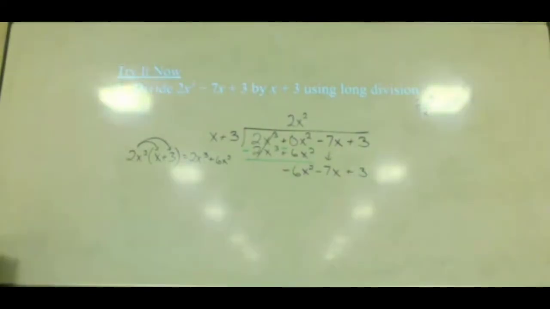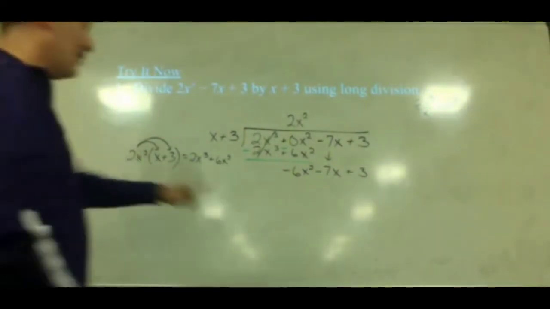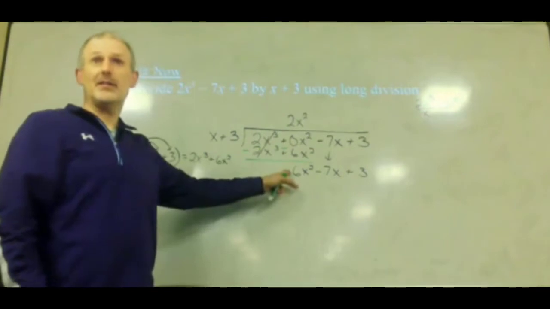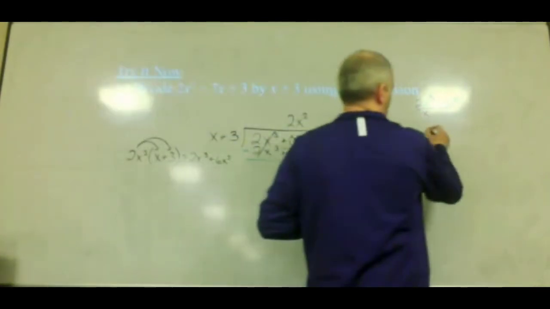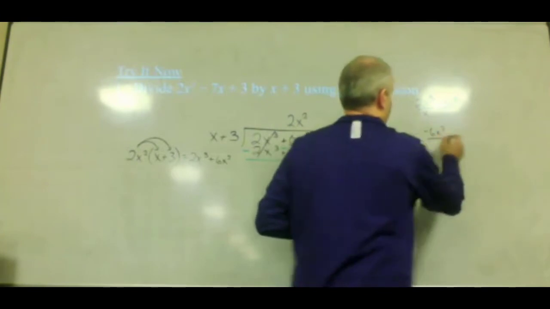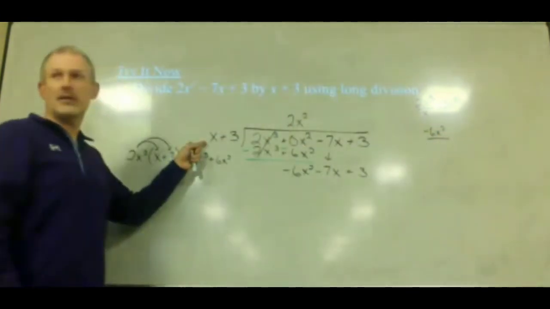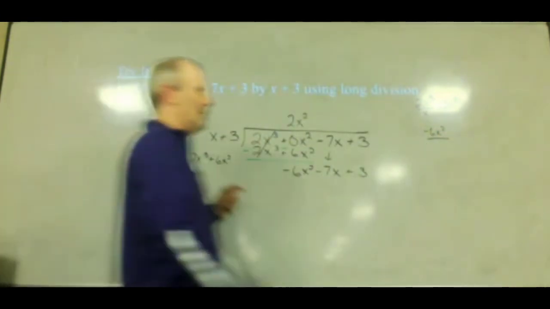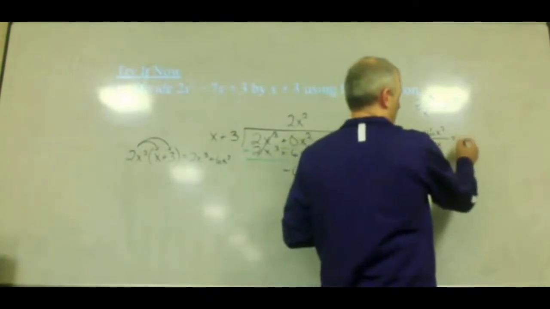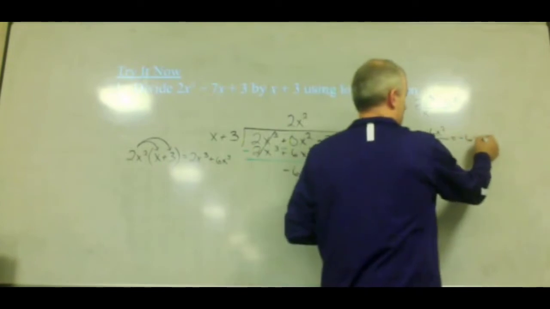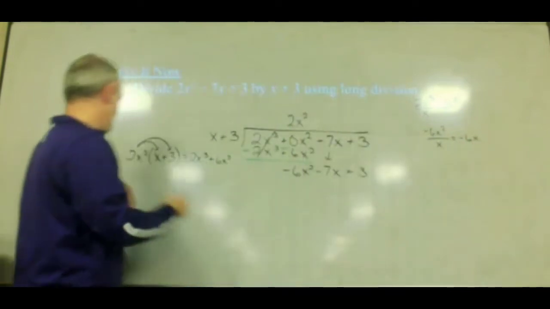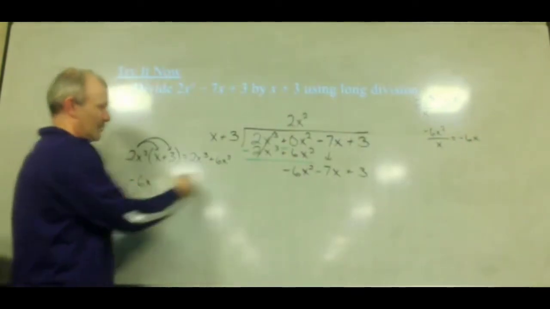Okay? Now, this hasn't happened yet. I don't think we've had a negative here yet. But notice we do the same thing. We're going to take this negative 6x squared and divide by the x from right here. And that's going to be what? Negative 6x. And we can put that right here.